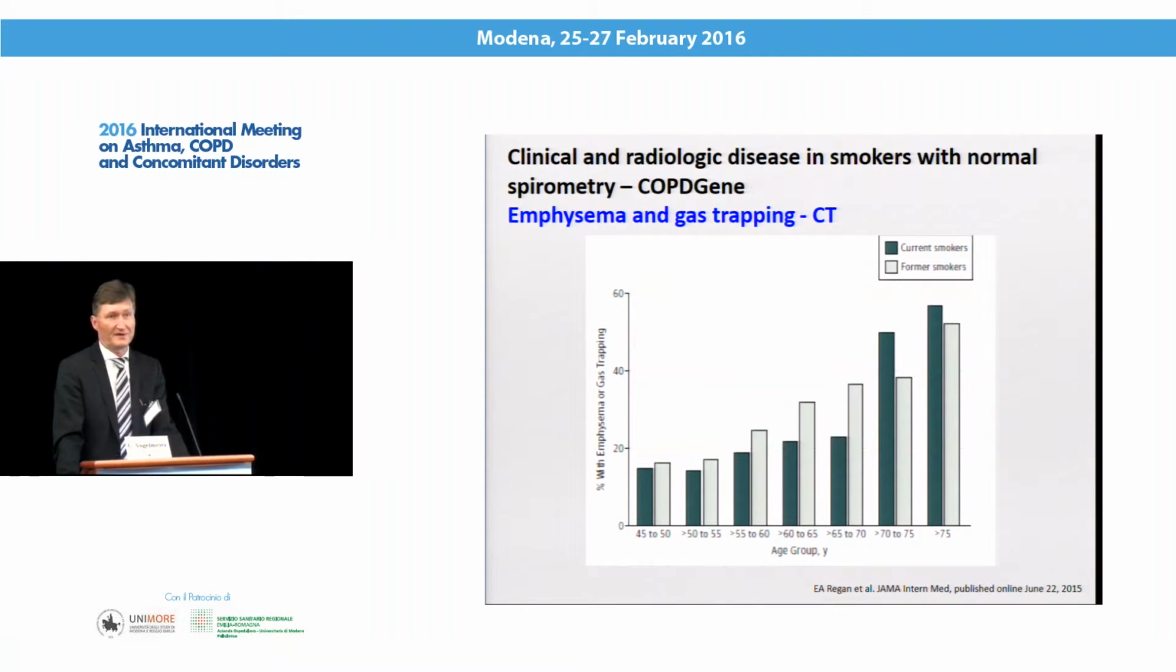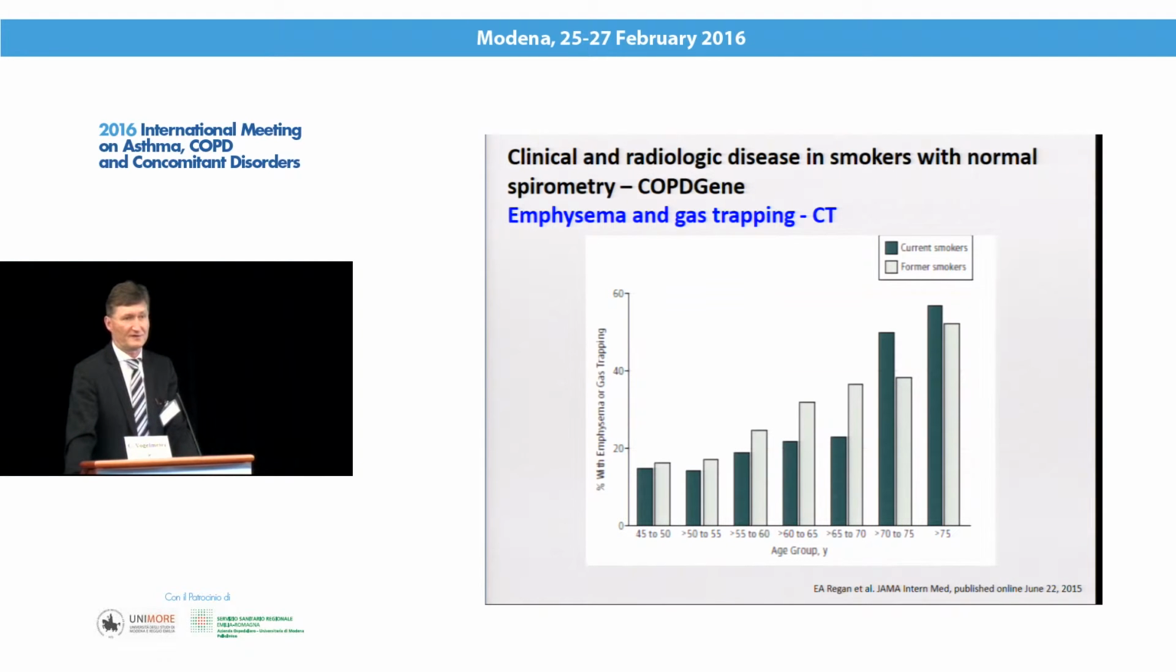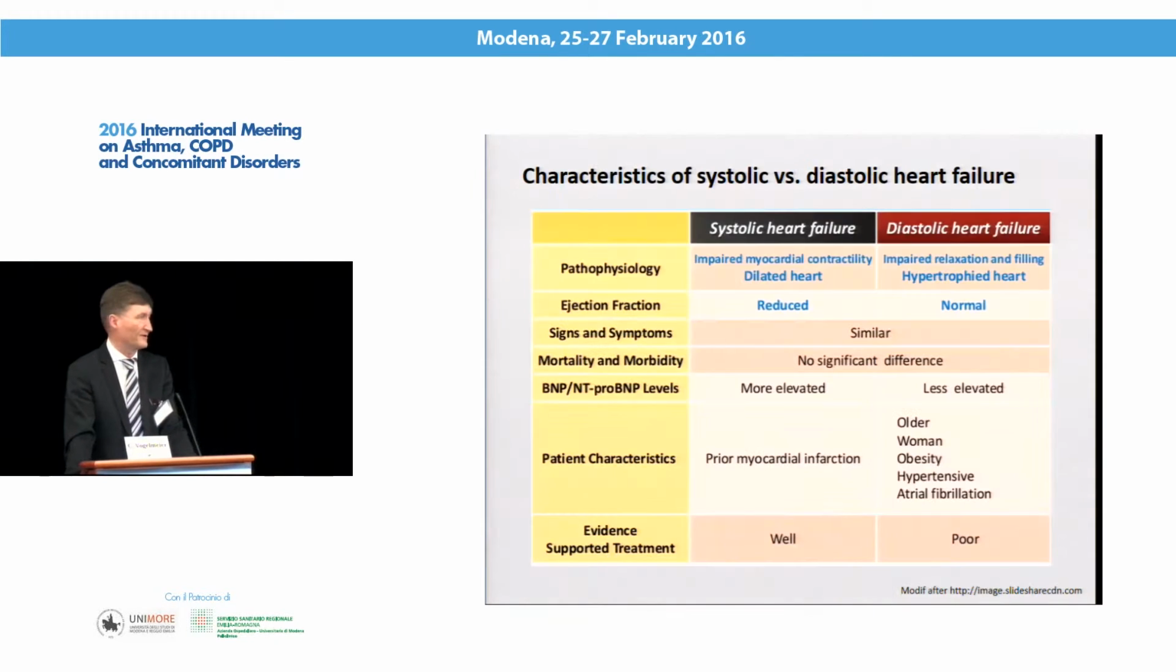by doing CT scans. And here you see what they saw, that over time there was an increase in current smokers and in former smokers. The light gray bars represent former smokers, the dark gray bars current smokers, regarding patients that had signs of emphysema or gas trapping in the CT scan. So this seems to be very much age dependent.